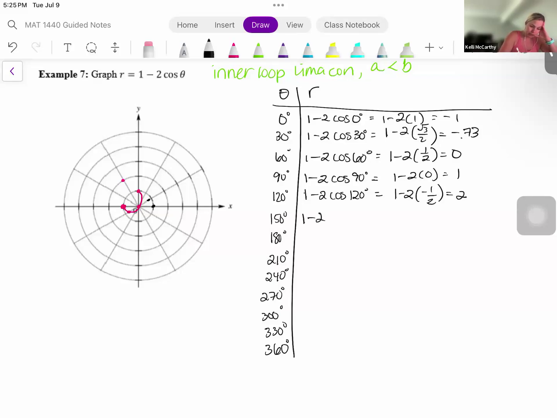150 degrees, 1 minus 2 times cosine of 150 degrees is equal to 1 minus 2 times negative square root of 3 over 2, which is approximately 2.73. Plugging in 180 degrees, 1 minus 2 times cosine of 180 degrees is 1 minus 2 times negative 1, or 3.